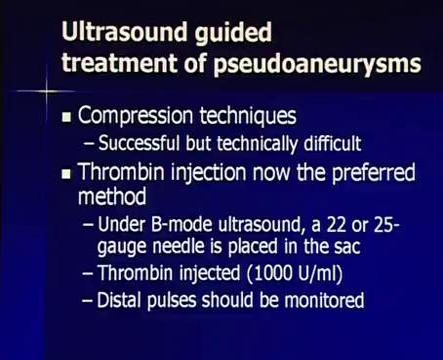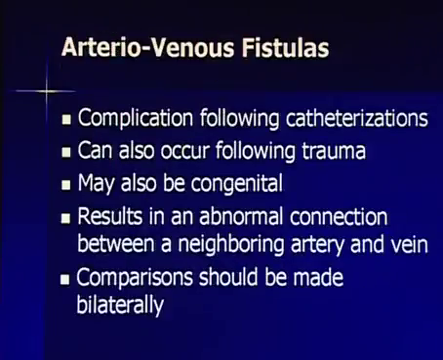Now, most often people prefer to use a thrombin injection where, under B-mode visualization, we can see the needle, insert a needle and enter into that aneurysm sac. We then turn the color on, inject some thrombin, and watch the thrombosis occur. It's really quick, it's very easy, and pretty much everybody tries to do this if they can over compression techniques, which can take a long time and are a little more uncomfortable for the patients.